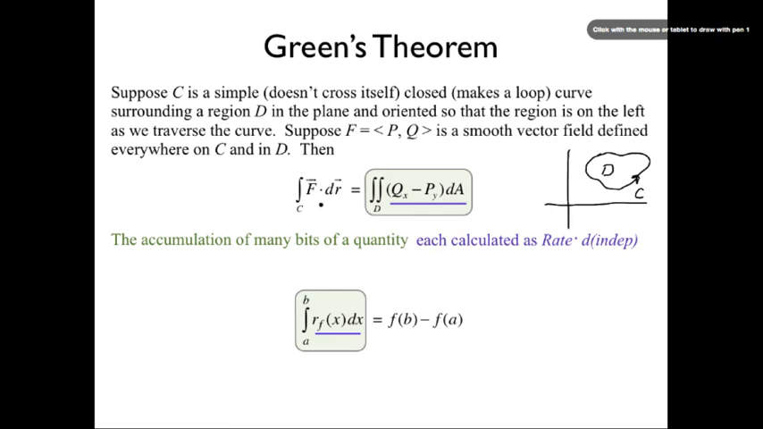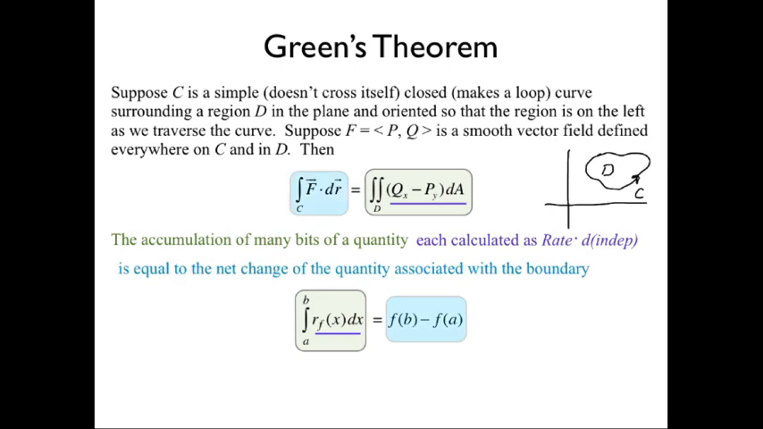So loosely it's like that, but they both pertain to what? They're associated with the boundary. If in an interval of x, you look at the net change from the start to the finish, that's like the boundary of your interval. And here, we're looking at the overall net accumulation of what's inside around the boundary. So the accumulation of many bits, each calculated as rate times change in independent variable, is equal to the net change of the quantity associated with the boundary. That's how these are the same.